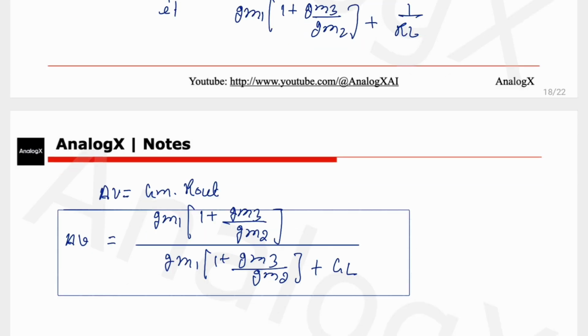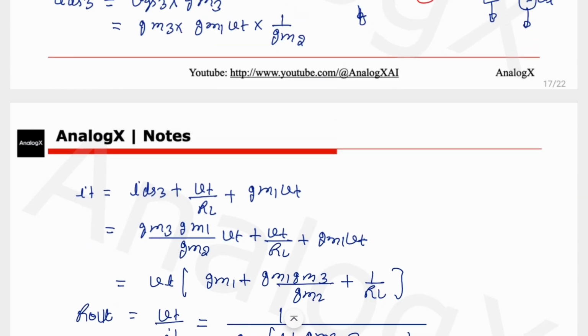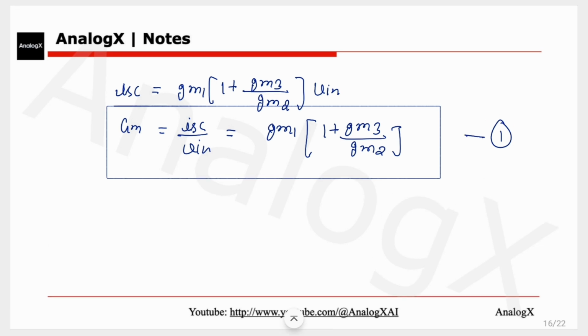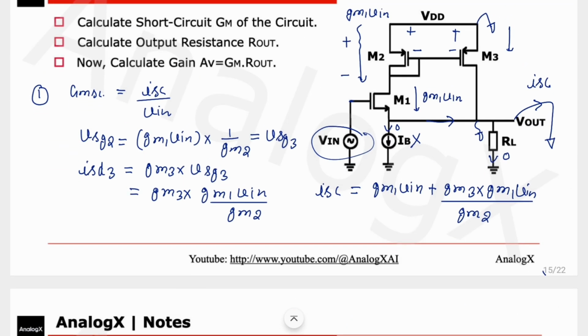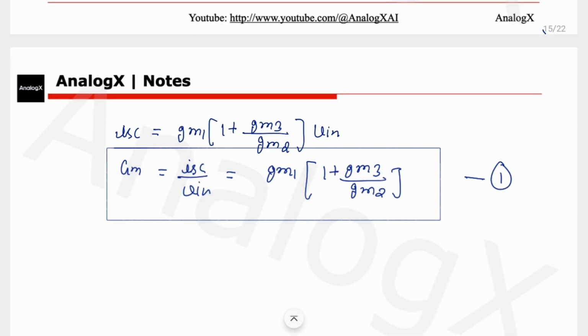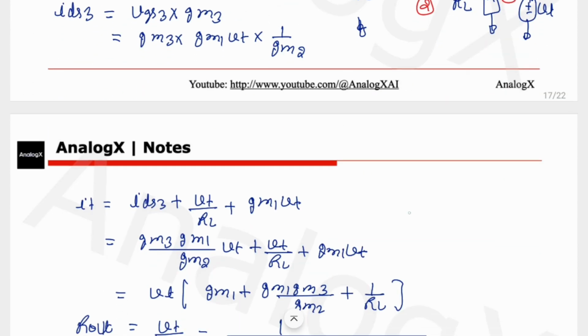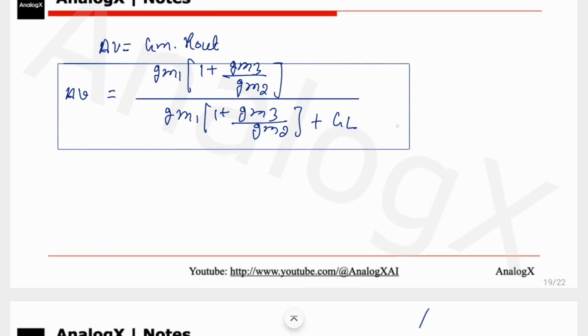Okay, so this is how we solve any gain question. First we calculate the short circuit Gm, then we calculate Rout, and then we multiply both. So you can practice this question. This is a very standard approach to solve. Please let me know if you see anything wrong.